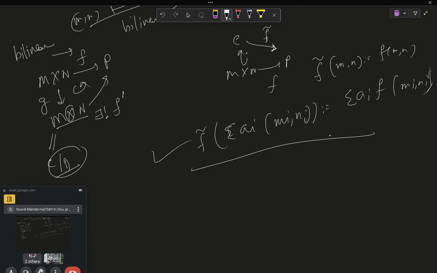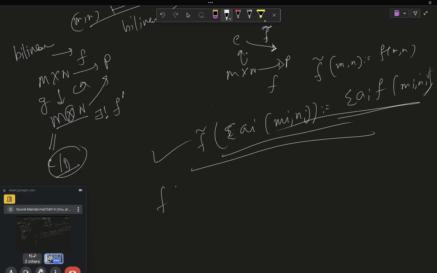Here, what is the tilde map? f tilde goes from C to P, where C is the free module on M cross N, and P is just a module. Here we are extending the map, and the extension is denoted by f tilde. So that's the extension.